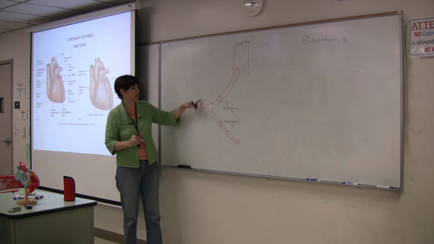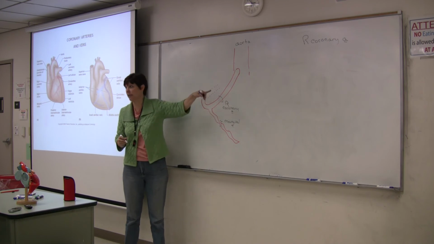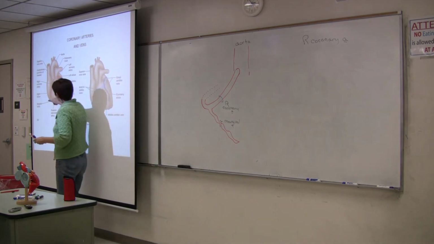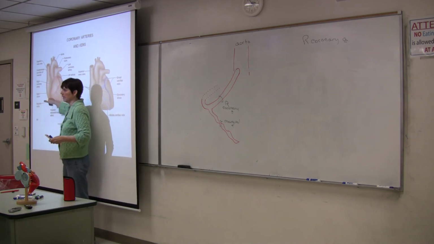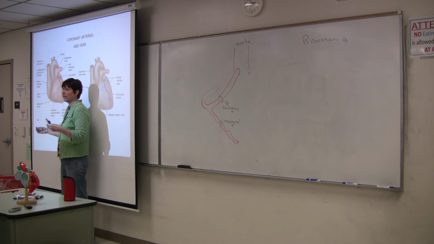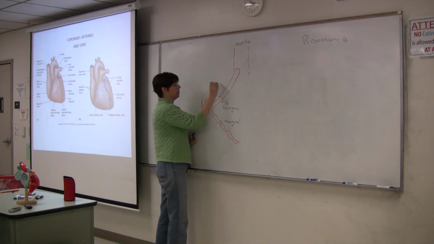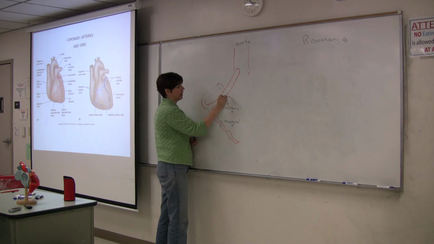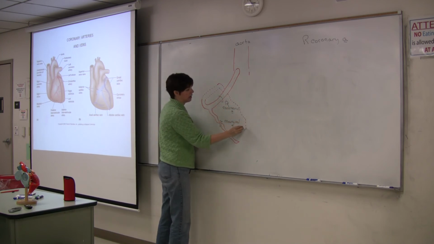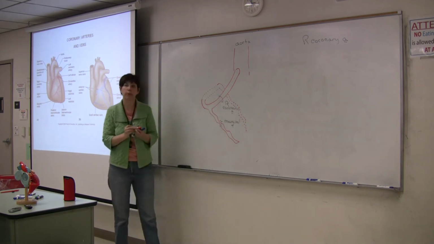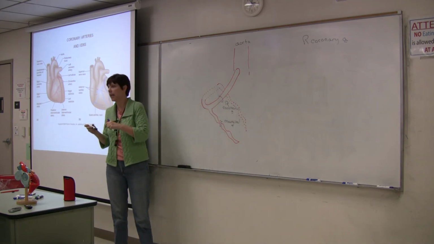The right coronary artery goes all the way around here in the coronary sulcus, and it gives off a terminal branch that's going to travel down the posterior wall of the heart between the left and right ventricles, what we call the interventricular sulcus, the groove between the two ventricles. Because it's posterior, I'm also going to draw that in a dotted line. And that is the posterior interventricular artery.